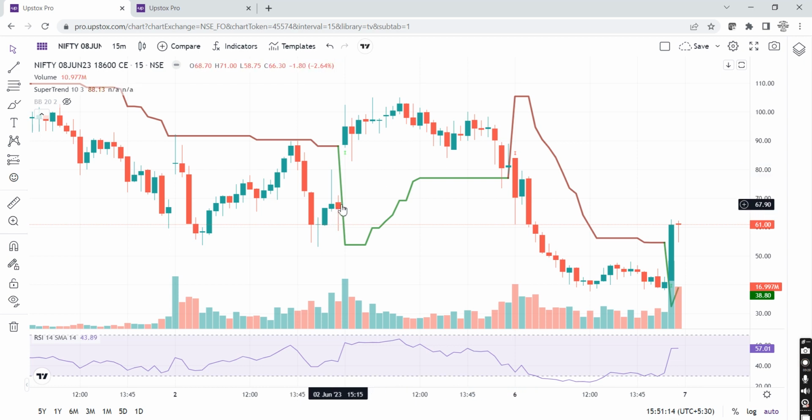It was somewhere here, 2nd of June. Okay. So what is the closing? 66. From Friday's closing to today, the 18,600 C is now at 61. That is 5 points down, right? 5 points decayed from Friday's closing till today.